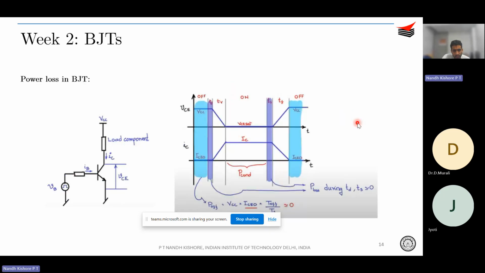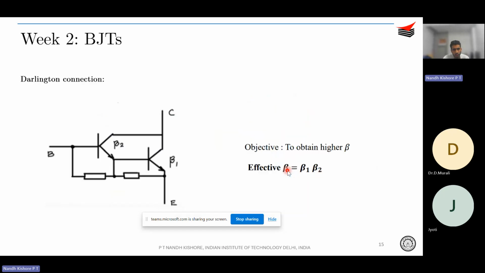There would of course be the conduction loss when the device is turned on, that is VCE sat into IC average, correct? And when the device is turned off, you can almost approximate the power loss to be 0. With this power loss calculation, you can again do the heatsink calculation that I just showed with diodes.